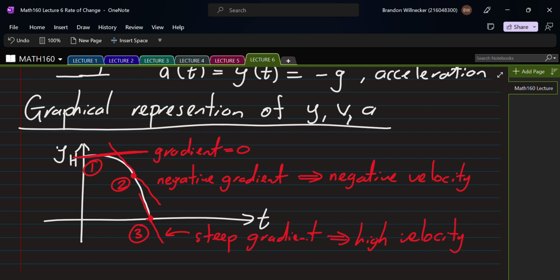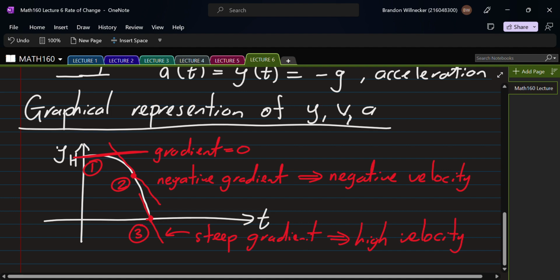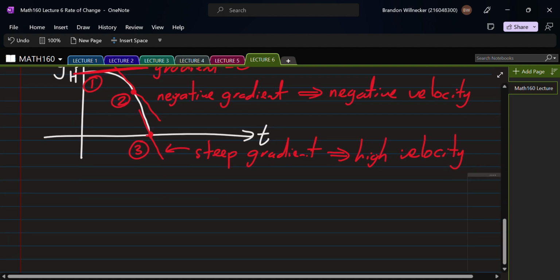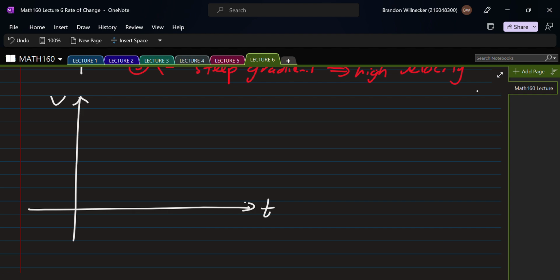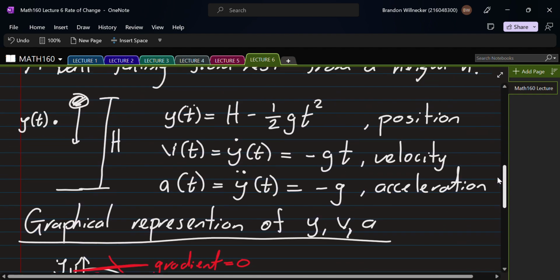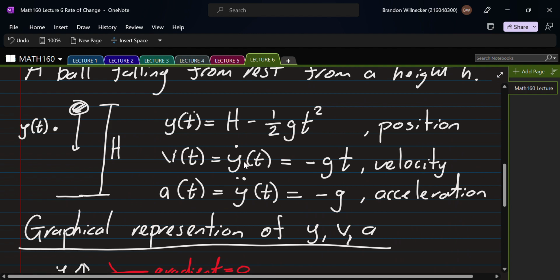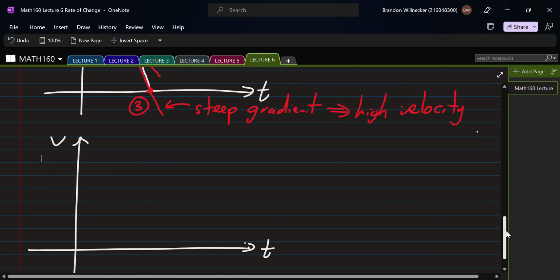Okay, and we can do the same sort of thing with a velocity versus time graph, and we can use that to determine the acceleration. So let's have a look again with this example. So now let's draw in a velocity versus time, and we'll use the same example we have here. So here, v of t, that is minus gt. So we have a straight line, and it's negative. So we can draw it like this.